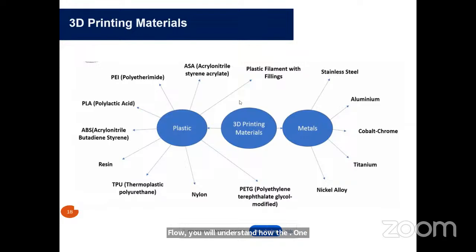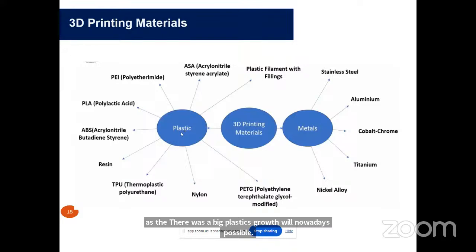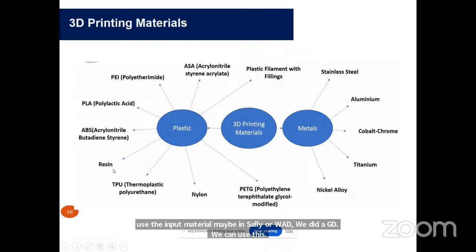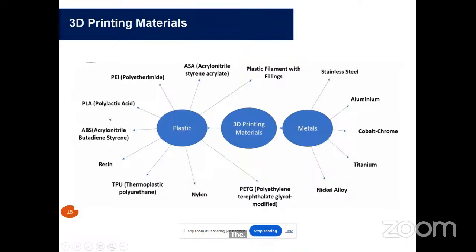This slide gives some idea about the 3D printing materials. Mainly, we classify the materials into plastics and metals. Thermoplastics as well as thermosetting plastics are both nowadays possible to use in 3D printing. The input material may be for SLA or VAT photopolymerization or material jetting. We can use resin as the input material, in liquid form for polymerization.